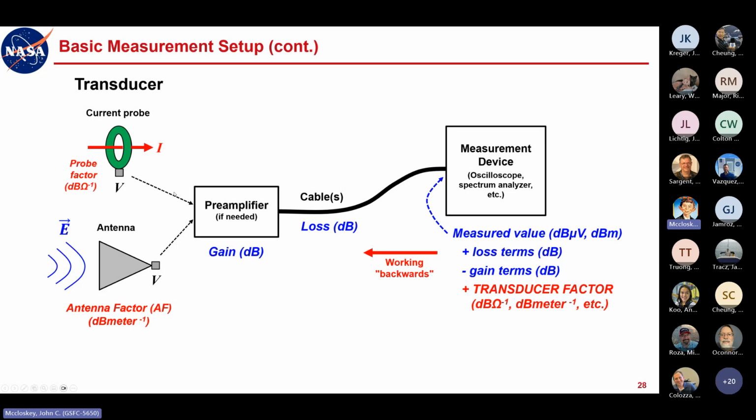So whether it's a probe factor for your current probe, in dB per ohm, dB ohm minus 1, so the reciprocal or the inverse of the actual transfer impedance, or the antenna factor in dB per meter. And then that gets you back to the quantity of interest. So, just test and measurement. That's why I have a whole separate presentation on it. It can be a very tricky thing.